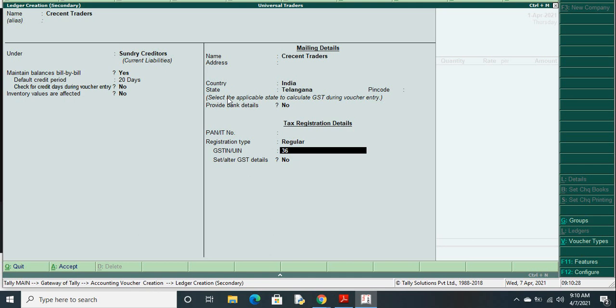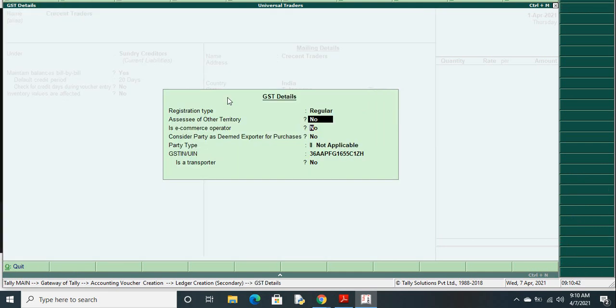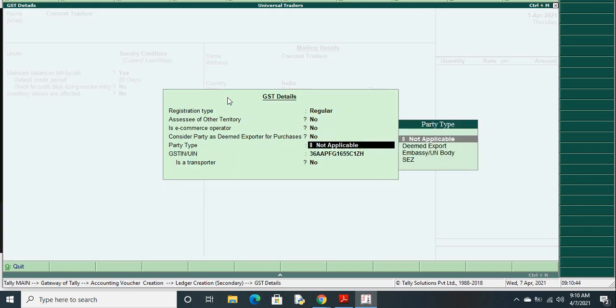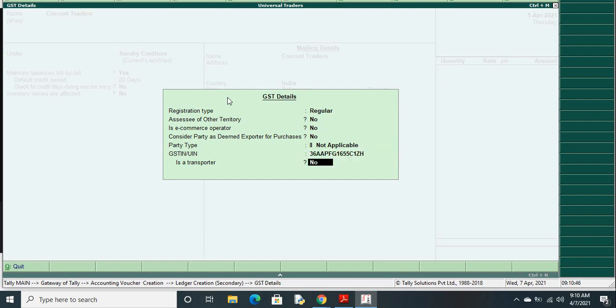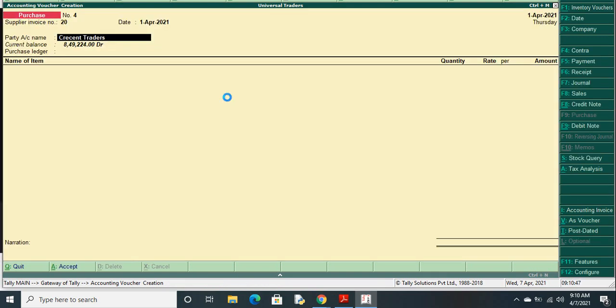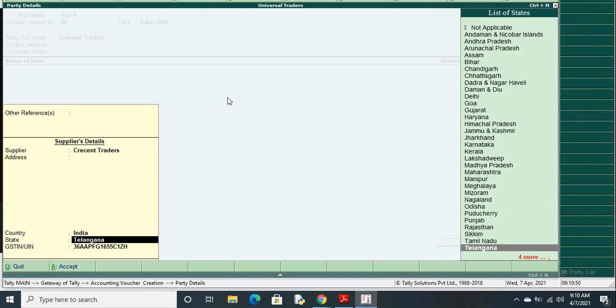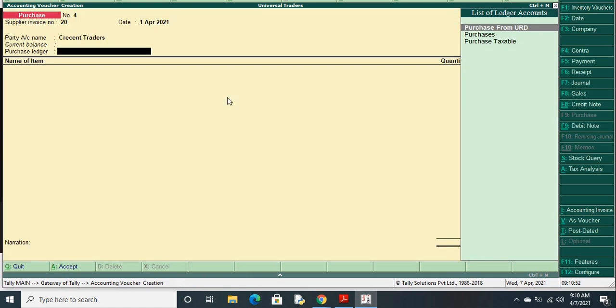Now you have to enter the GST number here: 36 AAPFG1655C1ZH. Next you have to create a ledger. Already we have purchase taxable.